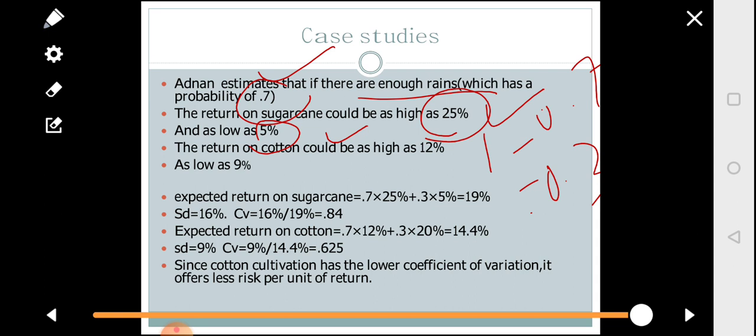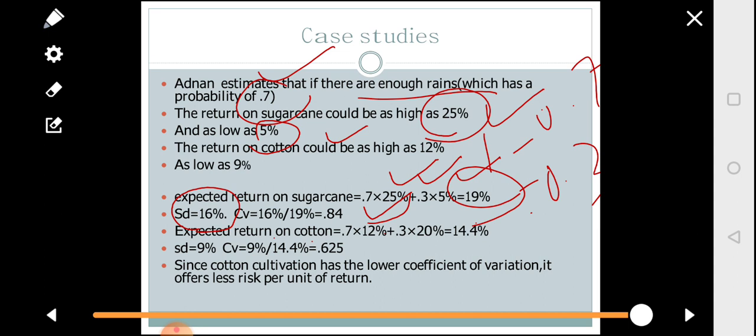So the expected return on sugarcane is equal to 0.7 into 25%, for enough rain, and if there is no rain, the probability is 0.3 multiplied by the return, that is 5%, that will be 19%. Standard deviation for cultivating sugarcane is 16%. Coefficient of variation is standard deviation by expected return on investment, that will be 16% divided by 19%, equal to 0.84.